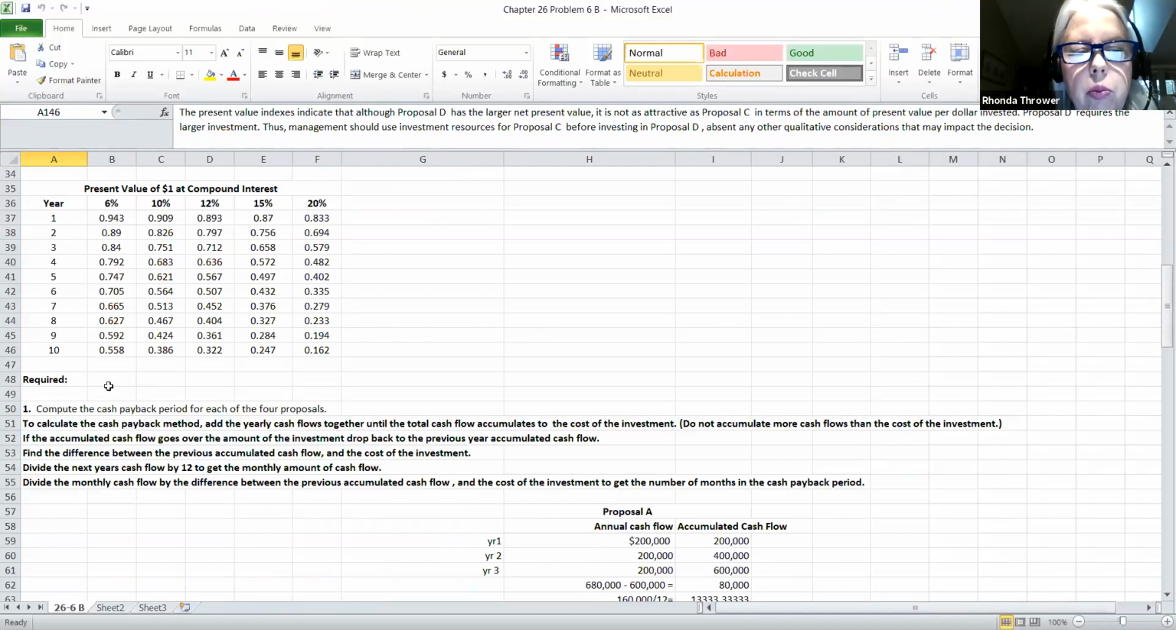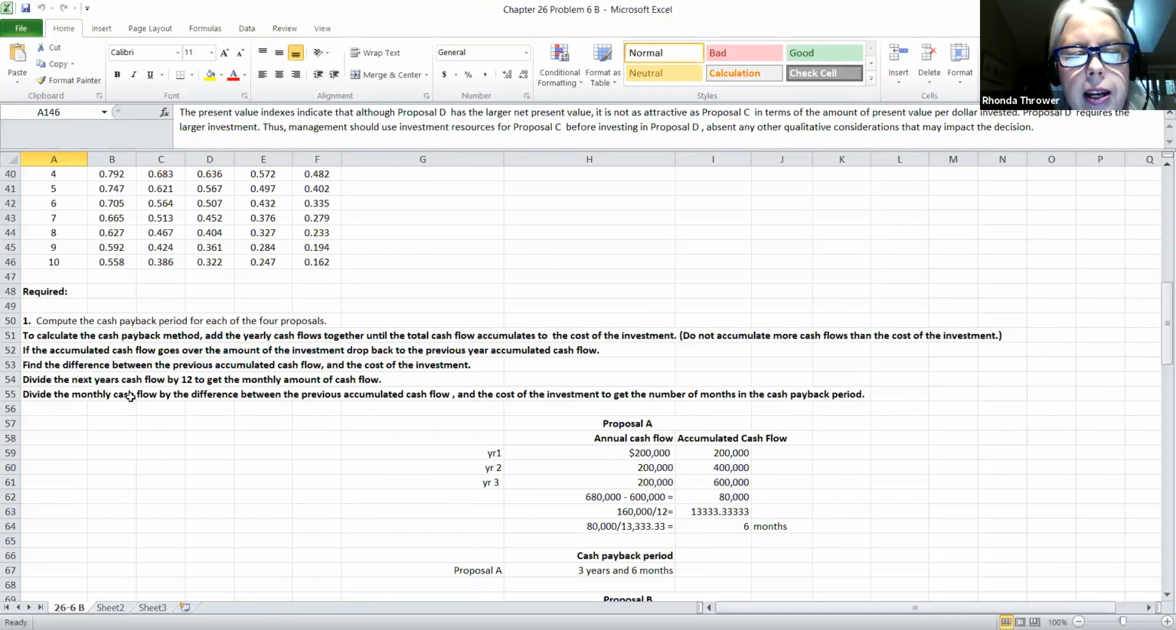In requirement number 1, they want us to compute the cash payback period for each of the four proposals. We haven't done this yet, so this is going to be new to you. I've highlighted in bold the steps you're going to need to use to prepare the cash payback period.